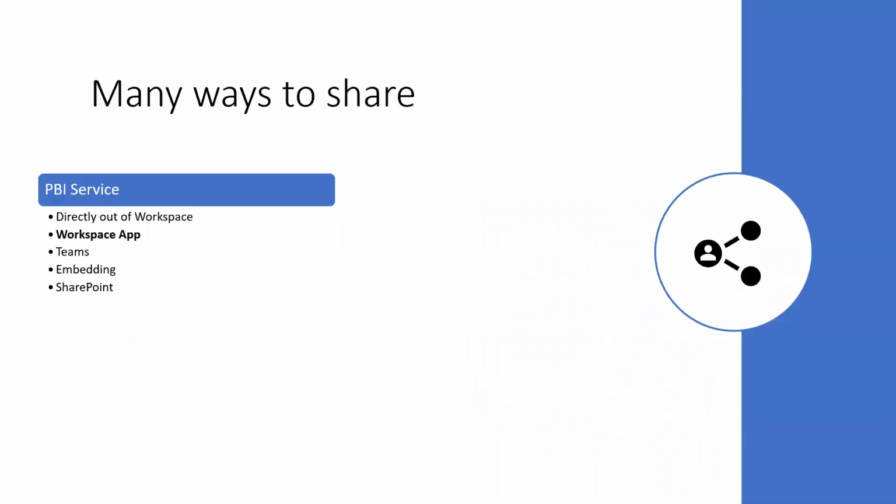So when you want to share a Power BI report with other people, you have two main routes. One of them is to use the Power BI service, and the other one is to not use the Power BI service. If you're using the Power BI service, you have the following options. You can directly share out of a workspace. You can use a workspace app. You can use Teams. You can embed in SharePoint and other web applications. So these are different methods of sharing. And if you're not familiar with some of these terms, don't worry about it. We're going to talk about them in more detail.